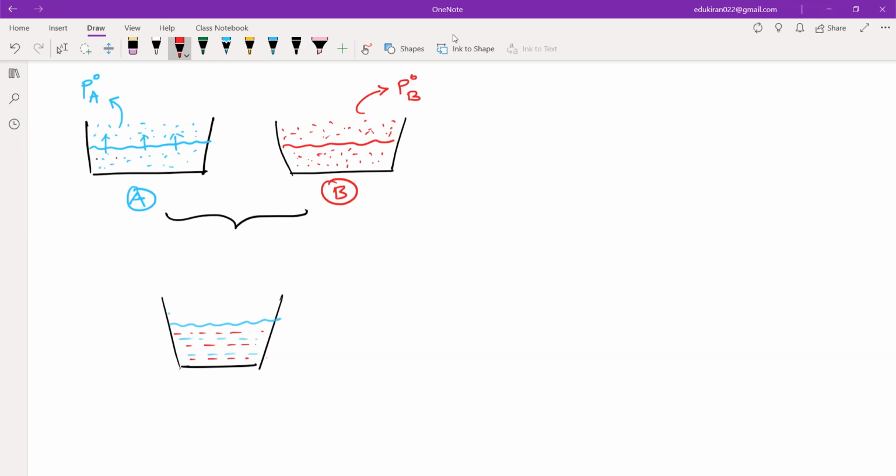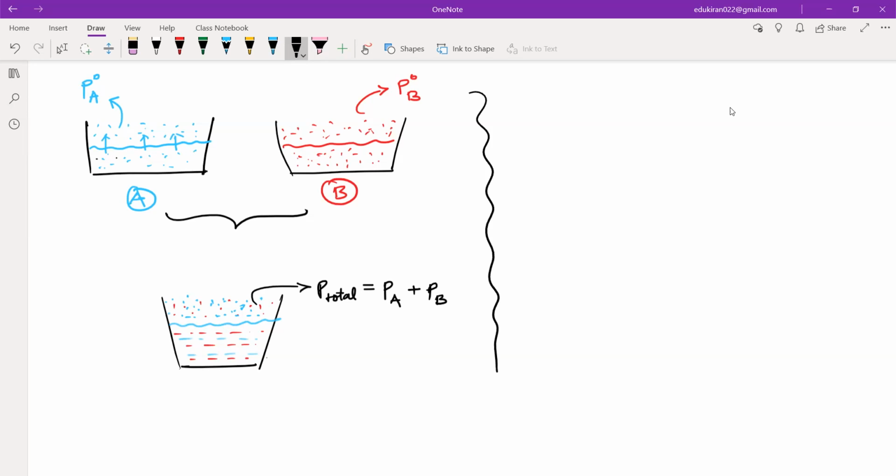Okay, so if I look at the vapor just above the solution, there will be some red particles obviously, because the red one will also be evaporating, and similarly you will find some blue vapor also. Is that clear? Yes or no? Yes, sir. Now if we calculate the total pressure, P total will be equal to how much? This will be equal to the partial pressure due to A plus the pressure due to B. Yes or no? Is that clear? Yes, sir.